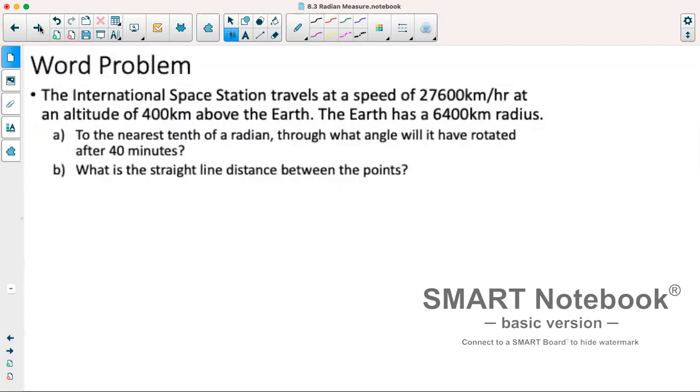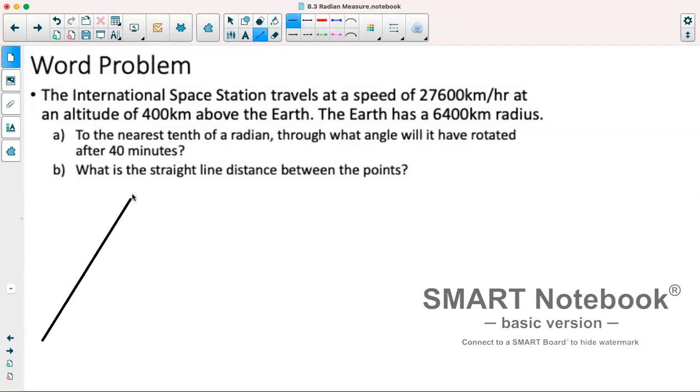Okay, next example, we're looking at a word problem. It has 2 parts. The International Space Station travels at a speed of 27,600 kilometers an hour at an altitude 400 kilometers above the Earth. The Earth has a 6,400 kilometer radius. To the nearest tenth of a radian, through what angle will it have rotated after 40 minutes? And what is the straight line distance between the points?